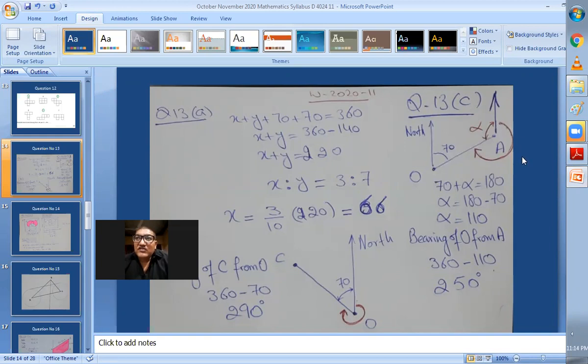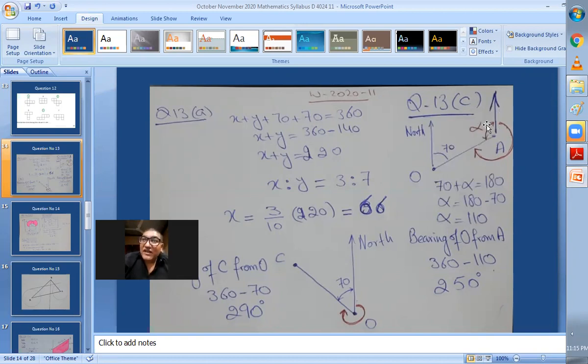The basic question is, what is the bearing of O from A? I want this outer angle, that clockwise angle from the north to the AO line. I have drawn a north here. This north and this north, they are both parallel to each other. This alpha angle will be allied to this 70. Alpha and 70 are allied angles, because these two are parallel lines and this is a transversal line. So alpha plus 70 equals 180, so alpha will be 180 minus 70. So alpha will be 110.